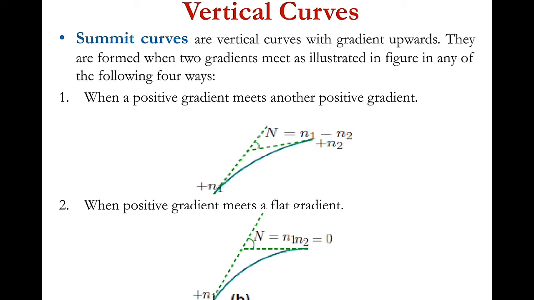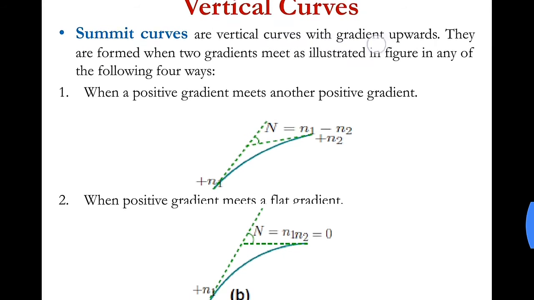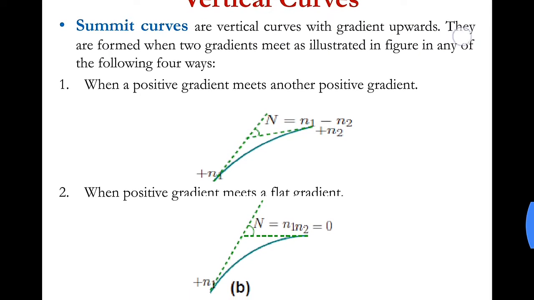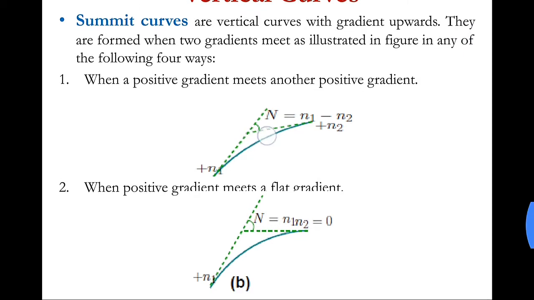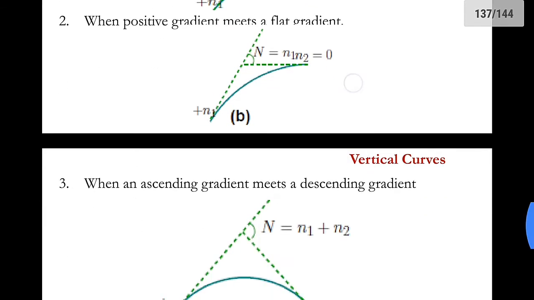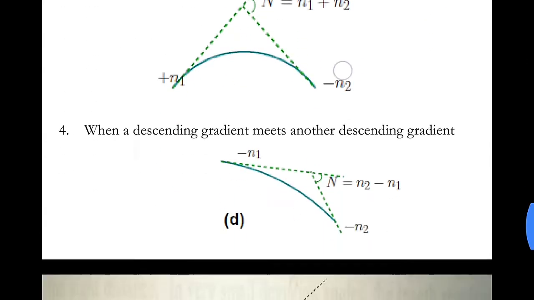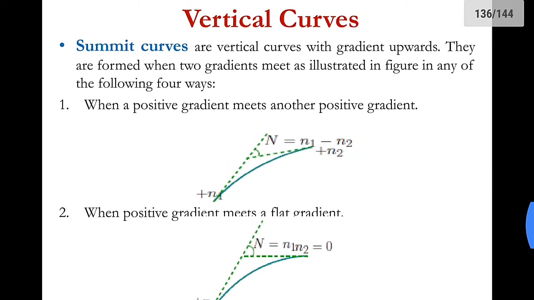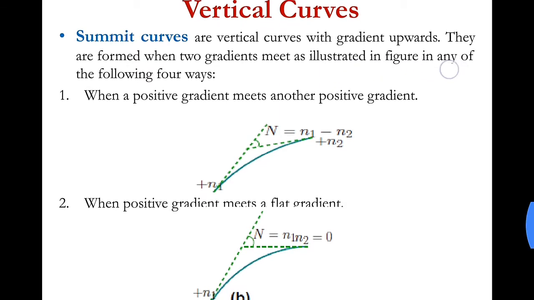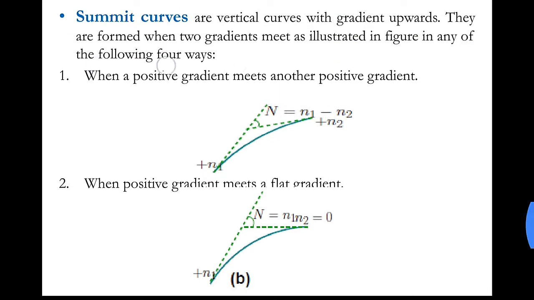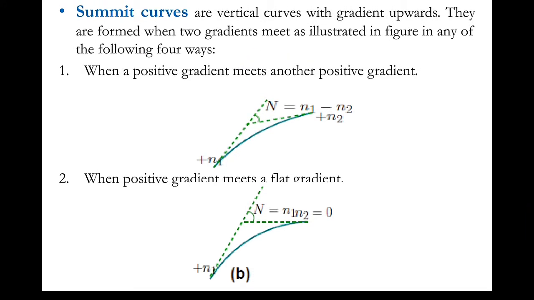Firstly, let us look at summit curves. Summit curves are vertical curves with gradient upwards, or a convex shape. The curves with a convex shape are known as summit curves. They are formed when two gradients meet, as illustrated in the figures, in any of the following four ways. There are four conditions by which a summit curve can be formed.